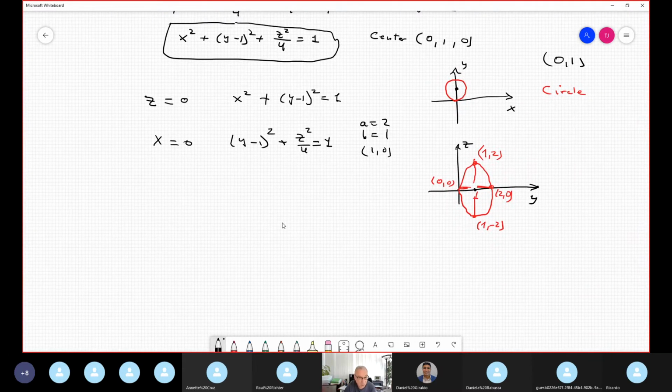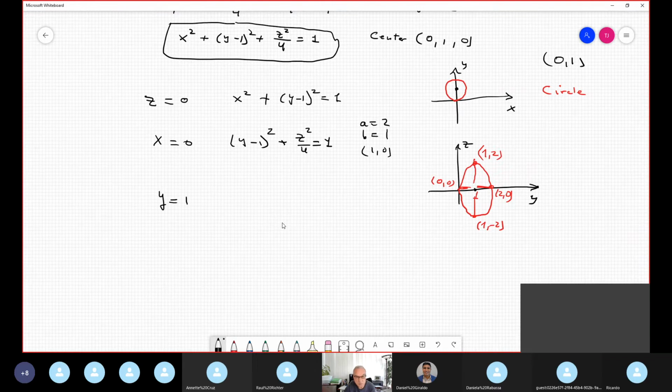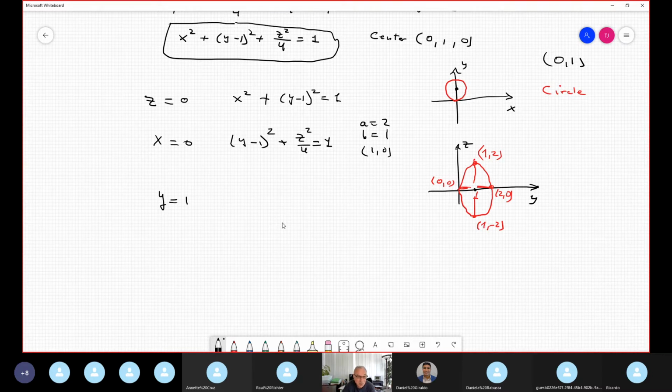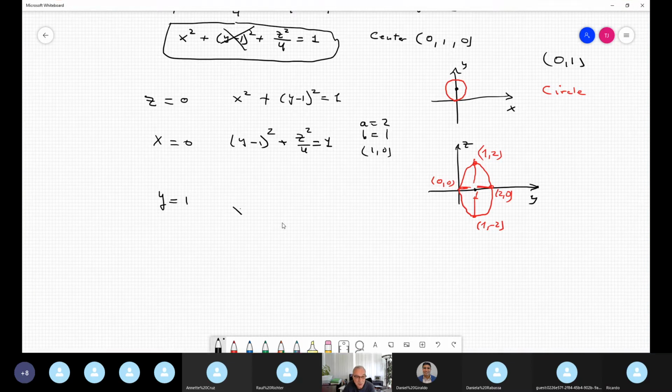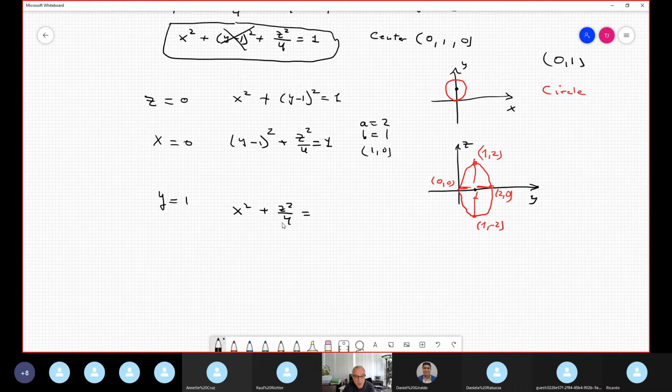And suppose now y equals 1. Okay, suppose y equals 1, not 0. Well, you can, of course, but I'm using y equals 1 because my intention is to delete that part. So it's x squared plus z squared over 4 equals 1. And remember, the trace is any arbitrary plane.